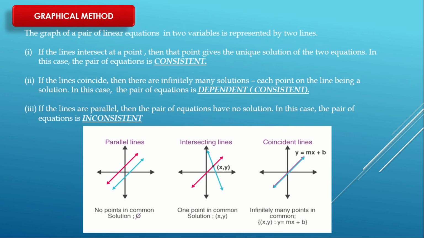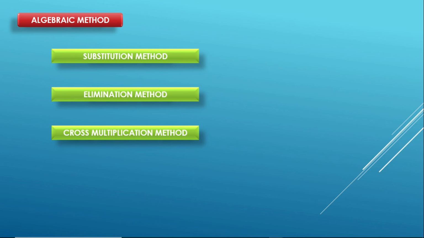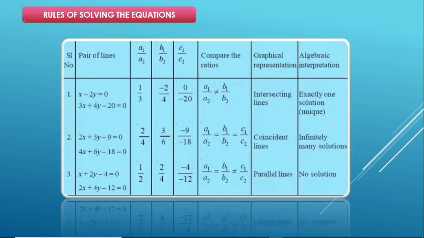Hope you understood this. Moving to the types of algebraic method. In algebraic method, there are three types: substitution method, elimination method and cross multiplication method. But because of this corona, the state board has reduced some of the syllabus in all the subjects. So in this chapter, they have deleted the substitution method and cross multiplication method entirely. Only the elimination method remains, so I will be explaining only the elimination method in this session, only for 2020.